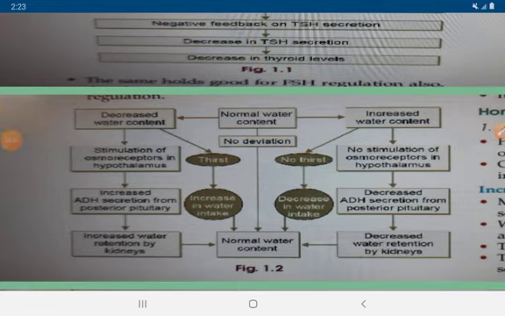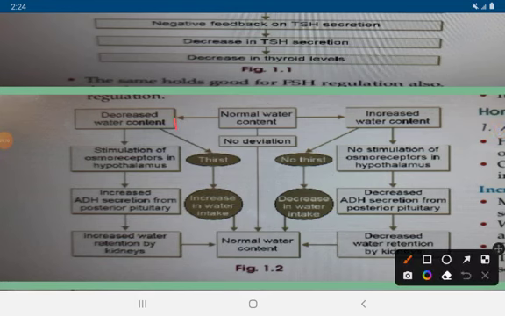Another example of negative feedback mechanism is follicle stimulating hormone regulation and water regulation. Whenever there is decrease in water content, osmoreceptors in the hypothalamus are stimulated and thus increase the ADH secretion from the posterior pituitary, and water retention by the kidneys increases. Thus the water content comes back to normal.